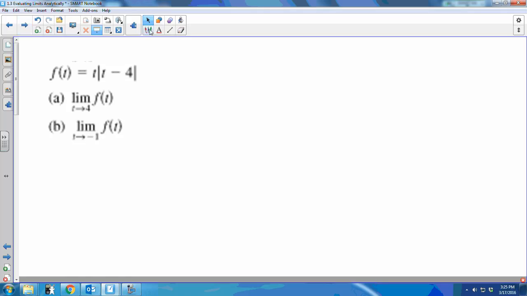So the first limit is the limit as t approaches 4 of f of t. So if we can substitute 4 in here, and there's nothing wonky going on, then we can get the limit. So that's what we're going to do. So I have 4 times the absolute value of 4 minus 4.